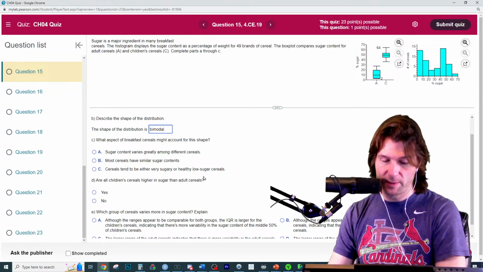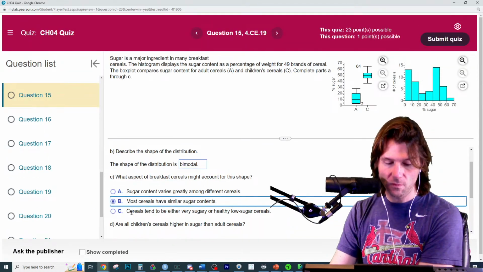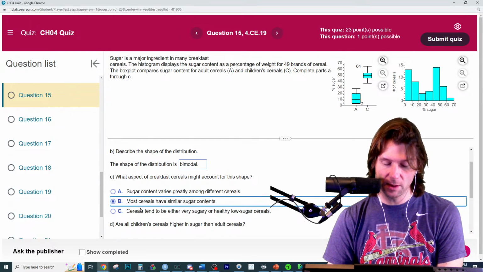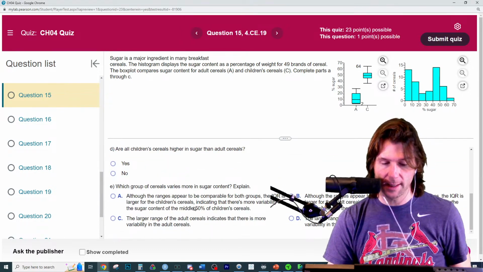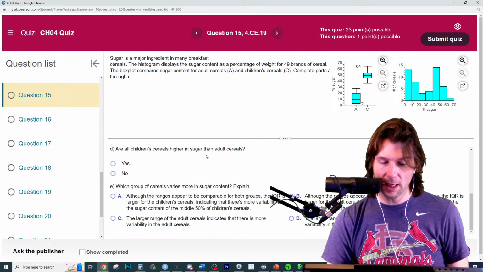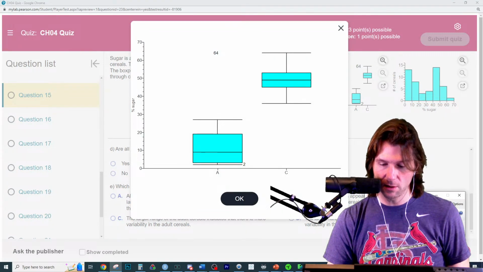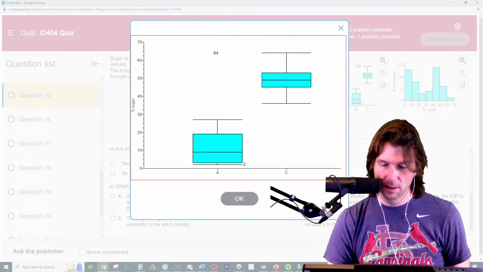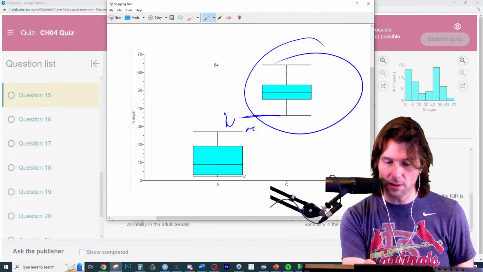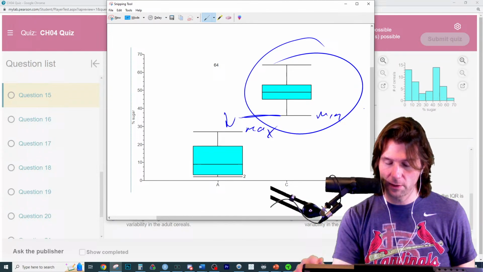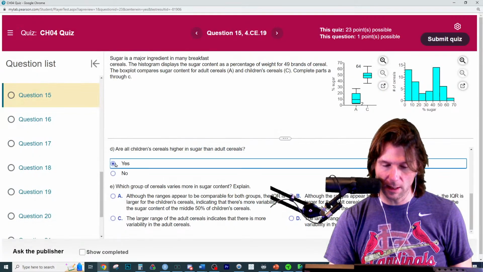What aspects of the breakfast cereal might contribute to this? Most cereals have similar content, that'd be uniform. Sugar content varies, that'd be a high spread. So cereals tend to be either very low or very high in sugar. Are all children's cereals higher than adults? The answer is yes. Because if you take a look at all children's cereal, you can see they're higher than the max of adults. So the min of children is higher than the max of adults. That's definitely true right there. So that is a yes.